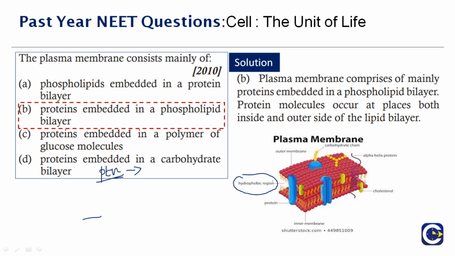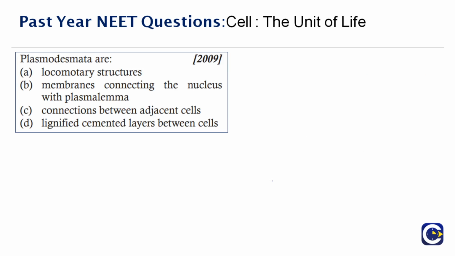Now let's move to the next question here. This question was asked in the year 2009. I think this question is very easy for you to answer because we already discussed what is a plasmodesmata in the earlier slides. Plasmodesmata are dash. So what is their activity, or what is their function? See, plasmodesmata are the connections between adjacent cells. That is what we saw in the earlier slides. We talked about the adjacent part, right? So here if you see, they are the connections between the adjacent cells.